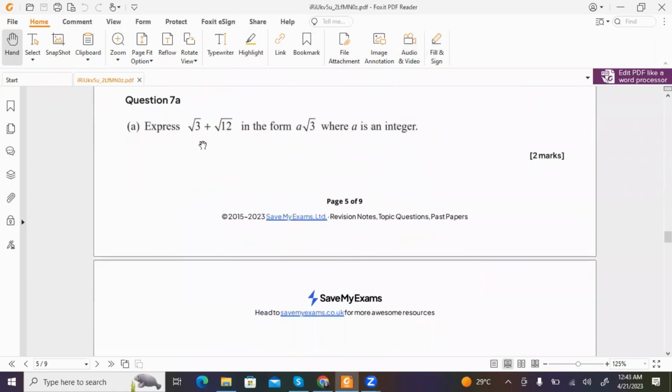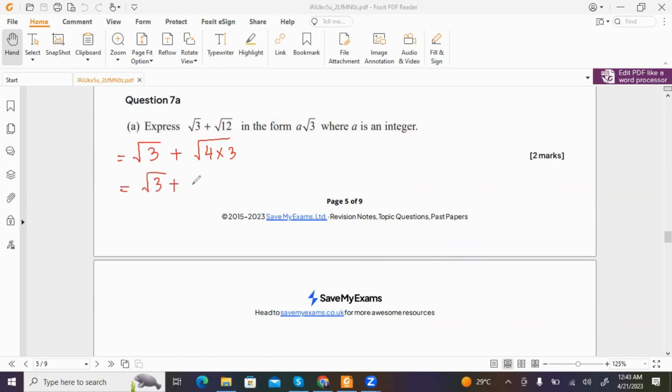Question 7 says express root 3 plus root 12 in the form a root 3. So root 3 shows 3, and 3 is already a prime factor, so we cannot further break it down. However, 12 is a composite number, not a prime number, so we can split 12 into 4 times 3. The reason I chose 4 times 3 is because in the question they're asking us to give 3 under the root, not some other number. So just directly go for 4 times 3.